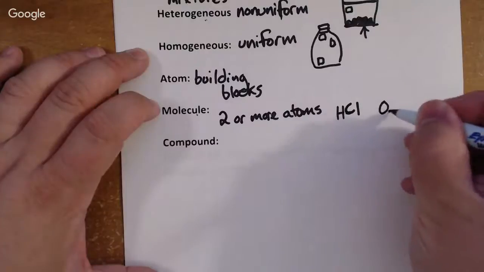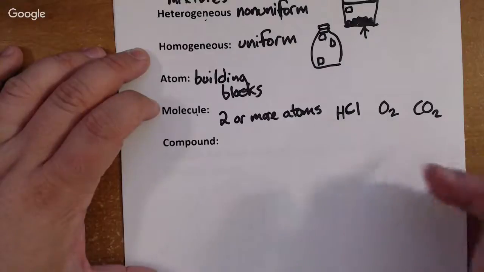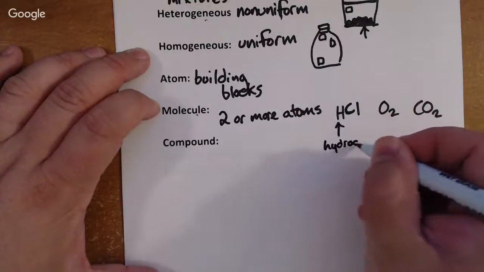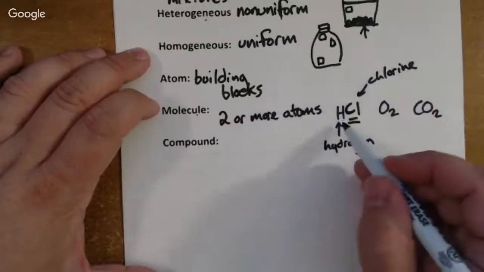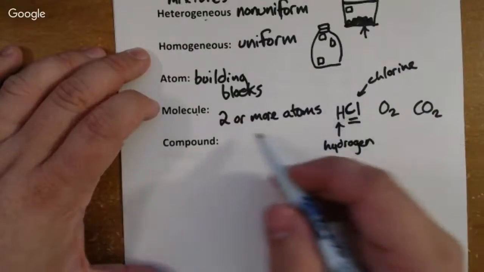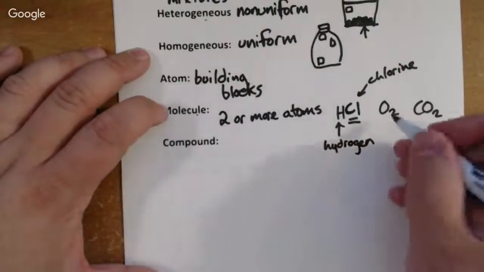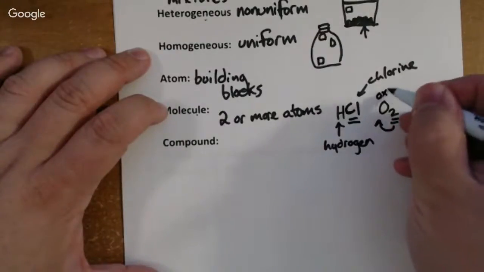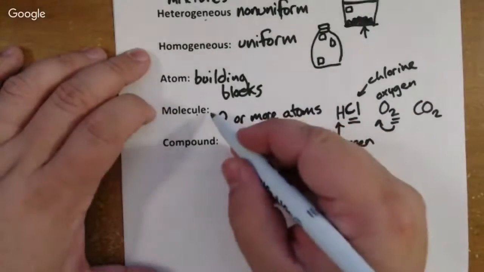or if I have O2, or if I have CO2, this is an H. If we looked at our periodic table, this is hydrogen. If I look at a Cl, that is chlorine. And this is showing a hydrogen with a chlorine. Well, that's 2 building blocks, 2 atoms. So I've got a molecule. O with this 2 says I have 2 of these O's, and this is oxygen. Well, 2 atoms of oxygen gives me a molecule.